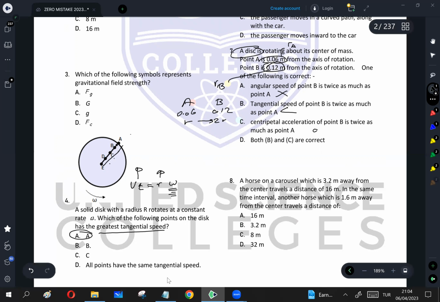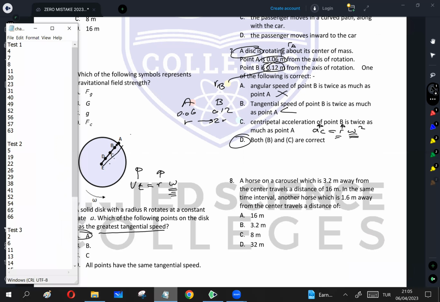Centripetal acceleration of point B is twice as much as point A. Centripetal acceleration equation: a_c is equal to r times omega squared. We are using omega because omega for a rigid object is the same. As r increases, a_c also increases because point B is twice as far as point A. Its centripetal acceleration is going to be twice as big as point A. So B and C are correct answers for this question.